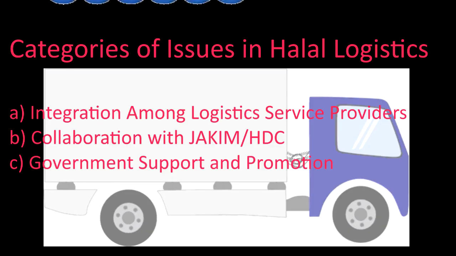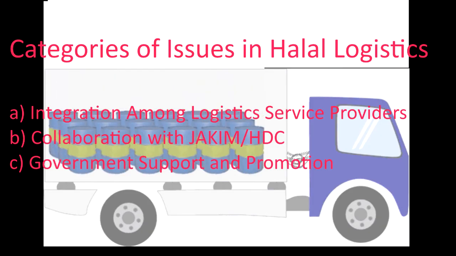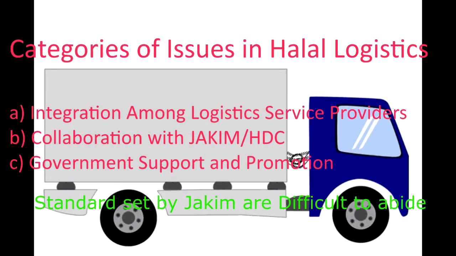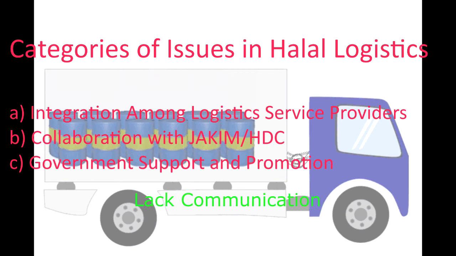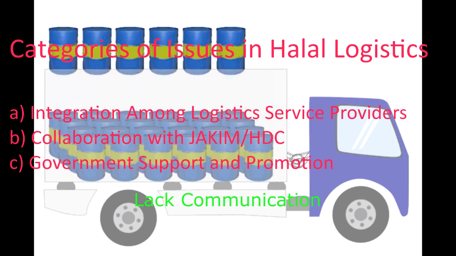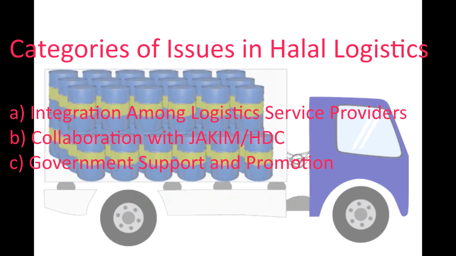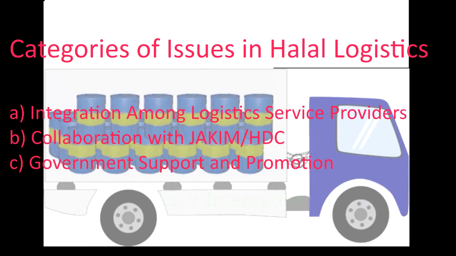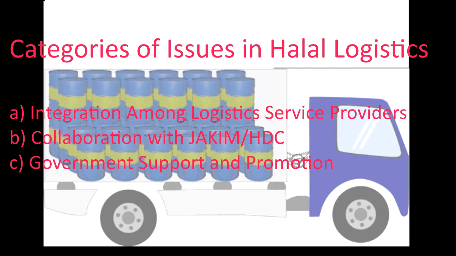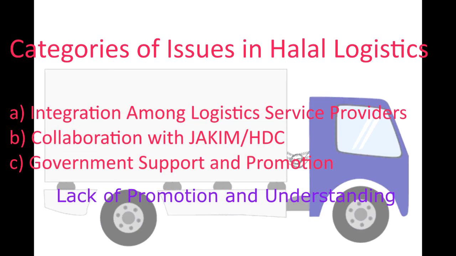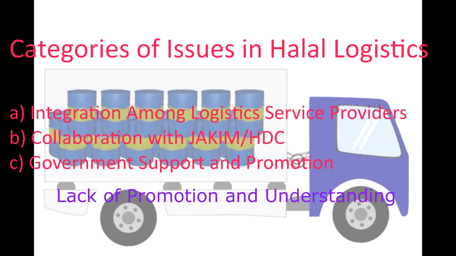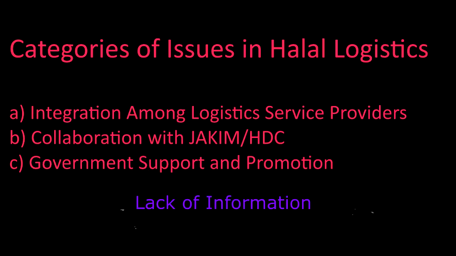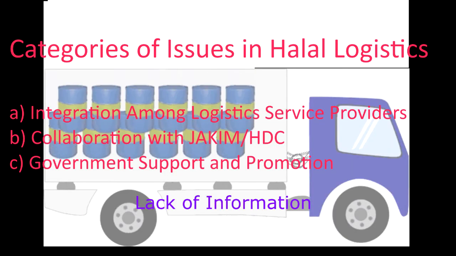Second, collaboration with JAKIM or Halal Industry Developments, which are standards set by JAKIM, are difficult to abide and not cost effective. Next, exists lack communication between JAKIM, Halal Industry Development and logistics service providers. And last, lack integration between JAKIM and Halal logistics players. Lastly, government support and promotion, which are lack of promotion or understanding among Malaysians regarding halal and halal logistics, and also lack of information on halal business and practices.